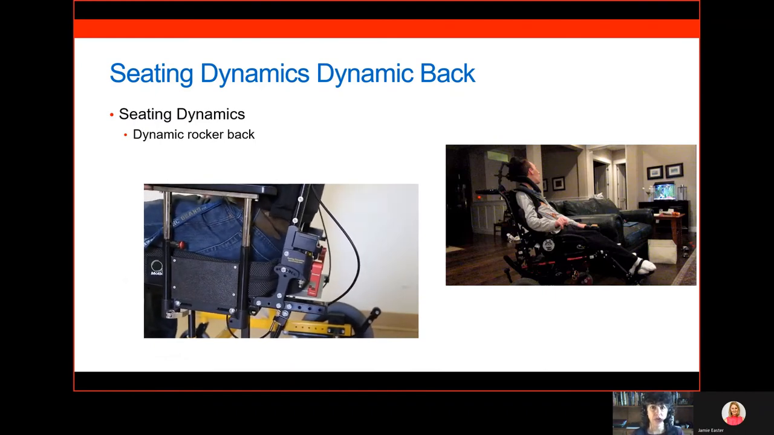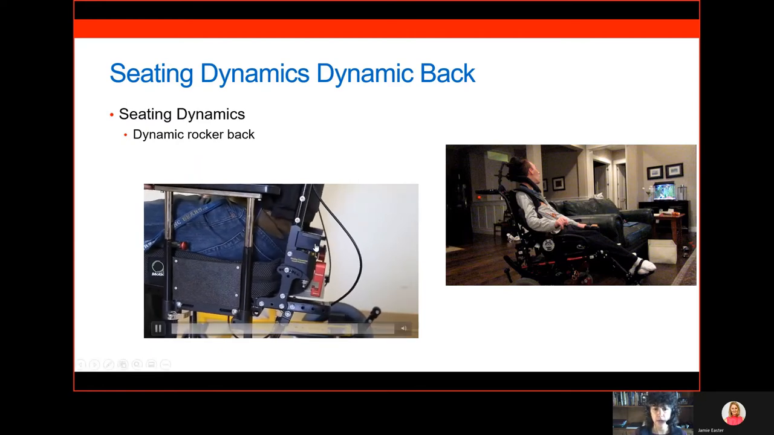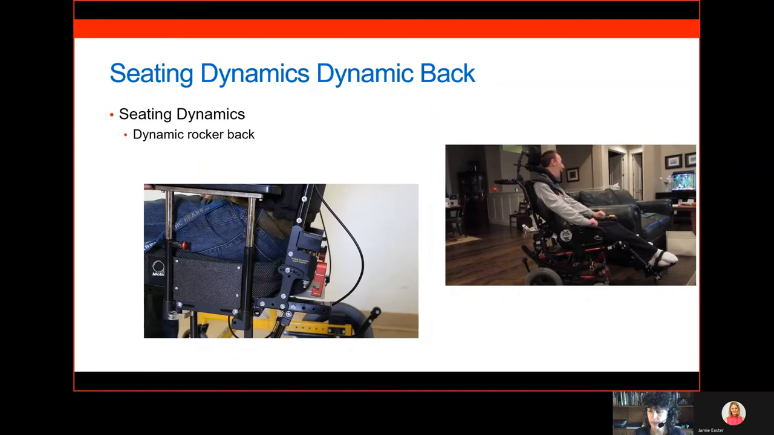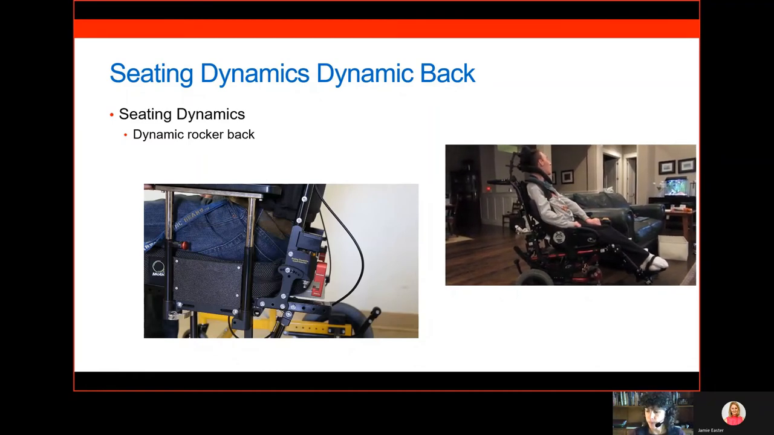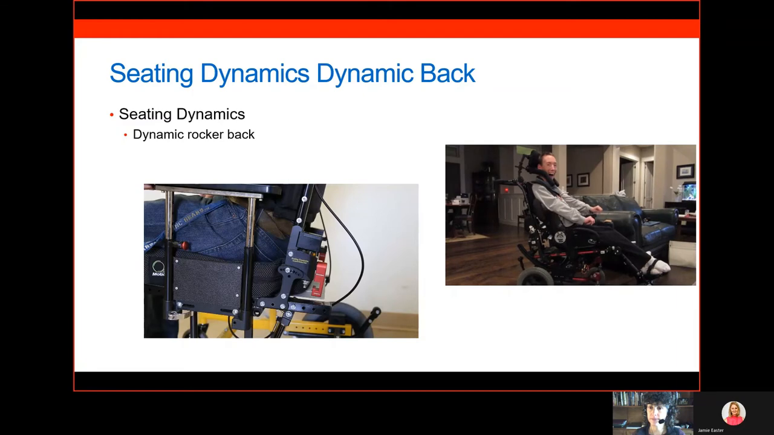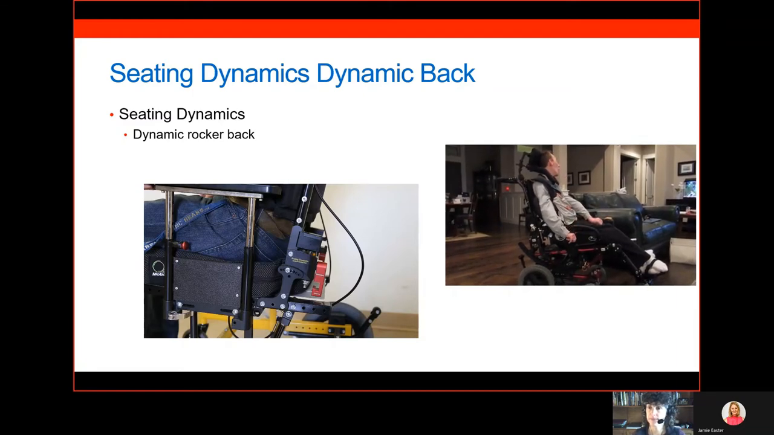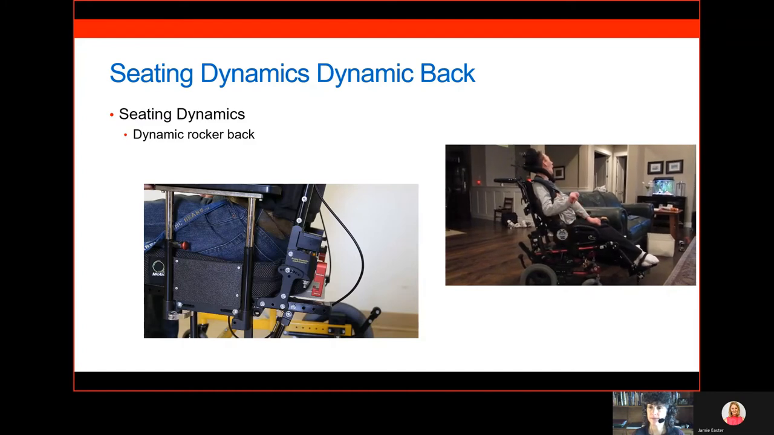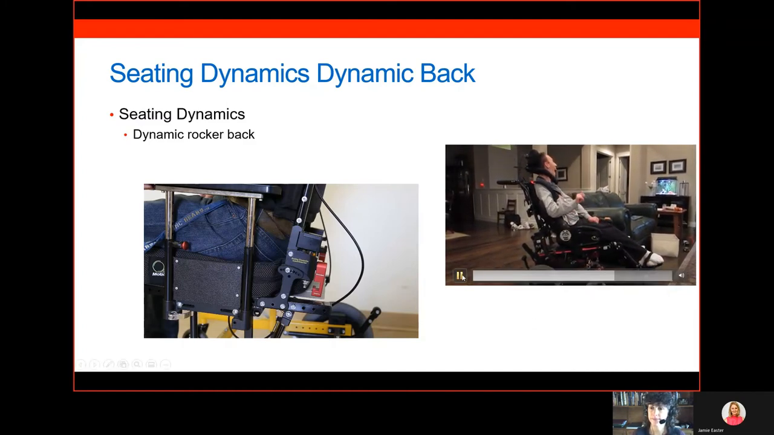Here on the left, you'll see a demonstration of this dynamic back. You can see that little elastomer in here that's being compressed and coming back. And on the right, we have Daniel. And when Daniel gets excited, he extends and his dynamic back compresses. And when he relaxes, he returns to a more upright position. And he is also using dynamic footrests.